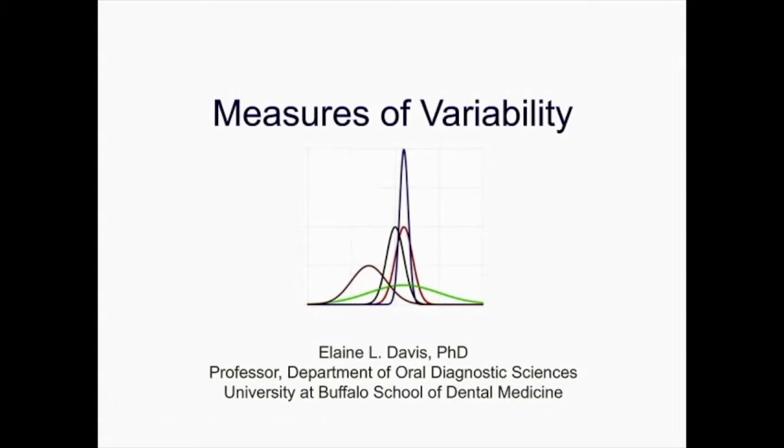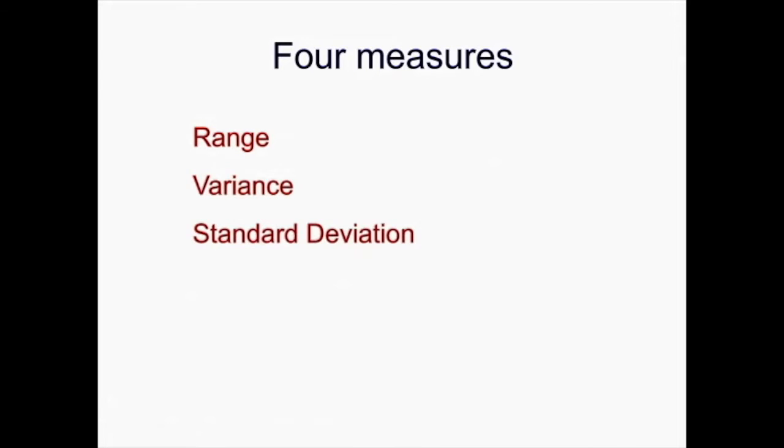Measures of variability describe the dispersion or spread in scores for a measured variable. These measures are used with interval or ratio level variables. This presentation focuses on 4 such measures: range, variance, standard deviation, and interquartile range.